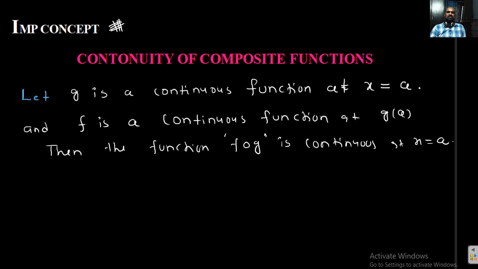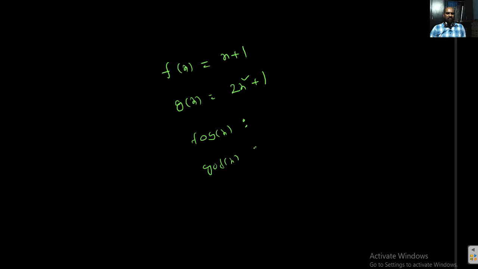This is continuity of composite functions. How is a composite function said to be continuous? Students, a function f of x is given as x plus 1, and another function g of x is given as 2x square plus 1. You know how to find the f circle g of x function and the g circle f of x function. Sometimes f circle g exists and sometimes g circle f exists, depending upon the domains and ranges.